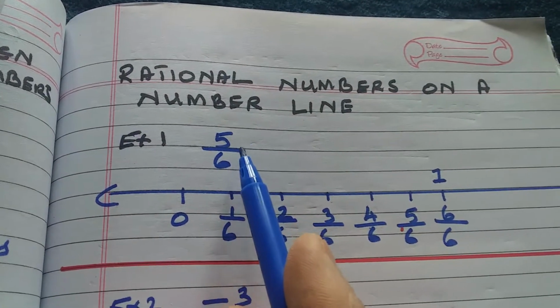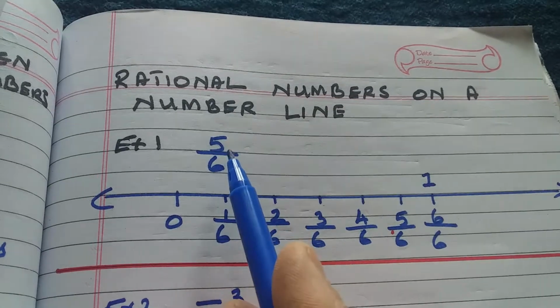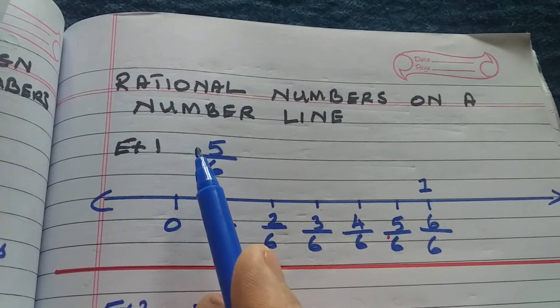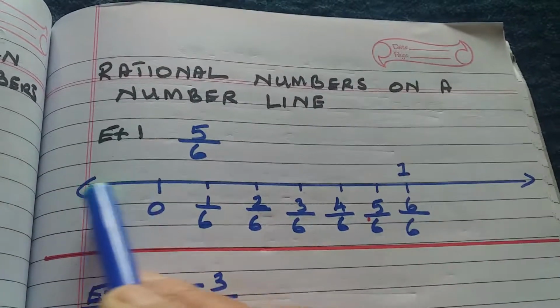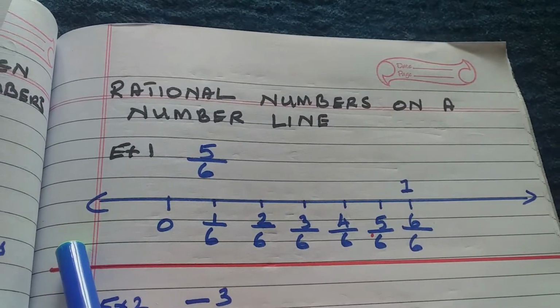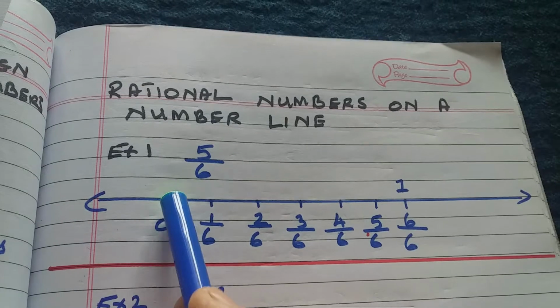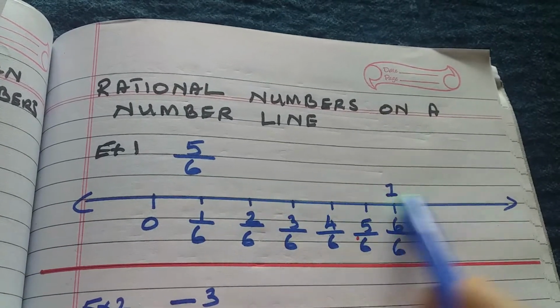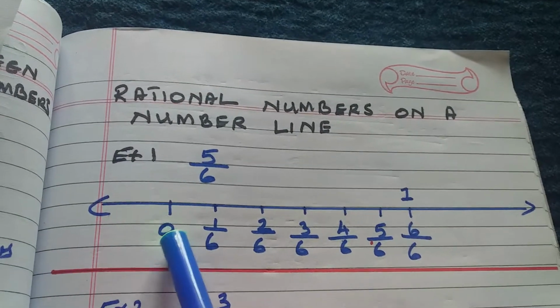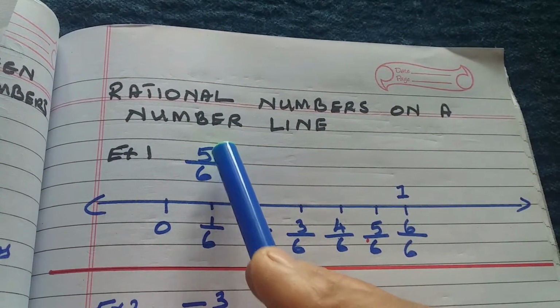The first sum is 5 by 6. See, we know this 5 by 6 is positive. So positive numbers lie on the right side of 0. So when you draw a number line, we don't want the left hand side. So towards the left corner, you mark 0. And because we want only the positive side, we let it be longer than the negative side. Okay, so 0.